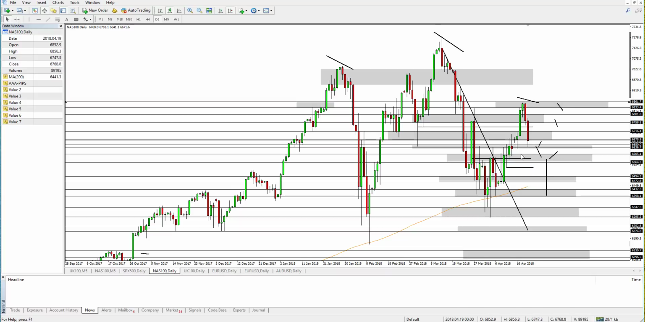If we start breaking down below here, for me the market is then starting to turn more bearish. And I would be expecting that move down to 6430 to 6400.